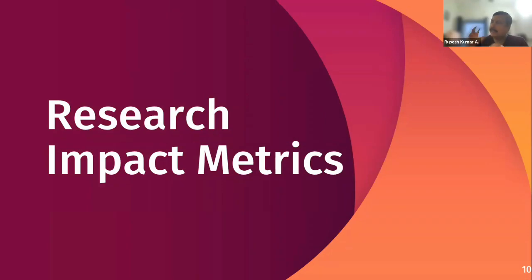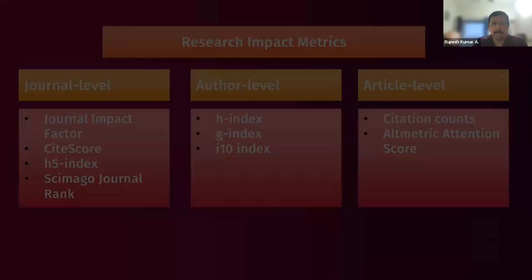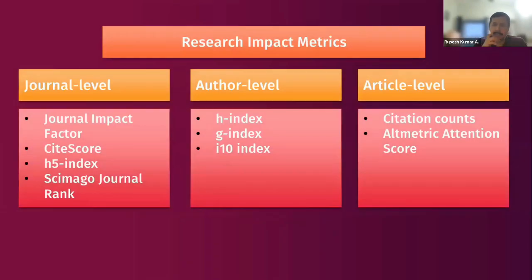A metric is a quantitative indicator of the impact of research. This can be classified at different levels. I have already said this. There are metrics, there are indices to measure the impact of research published in a journal. We call them journal level impact. And if you want to measure the impact of research of authors, there are author level metrics. And if you want to compare articles, article level metrics are also available.